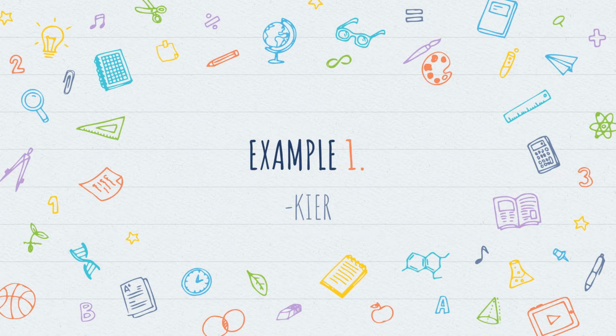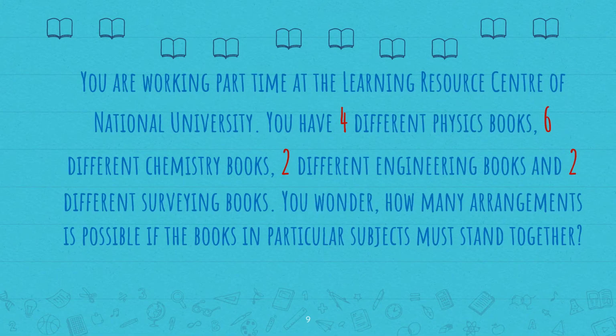Number 1. You are working part-time at the Learning Resource Center of National University. You have 4 different physics books, 6 different chemistry books, 2 different engineering books, and 2 different surveying books. You wonder, how many arrangements is possible if the books in particular subjects must stand together?